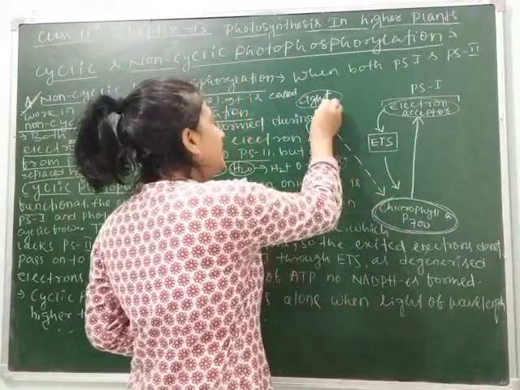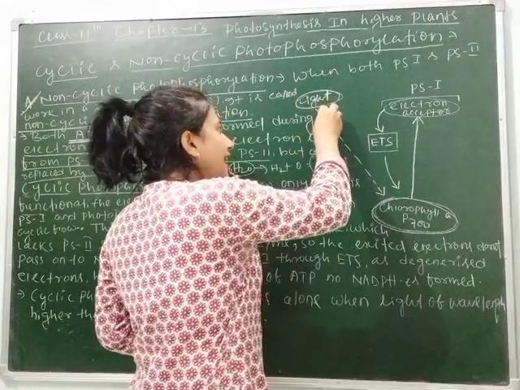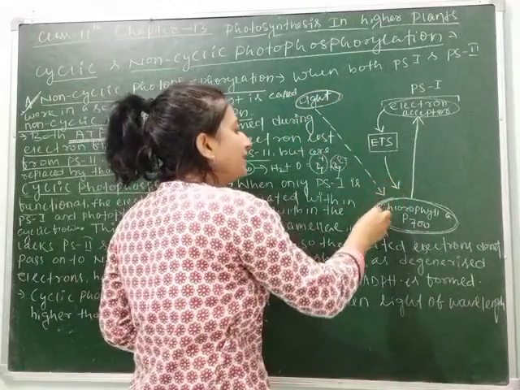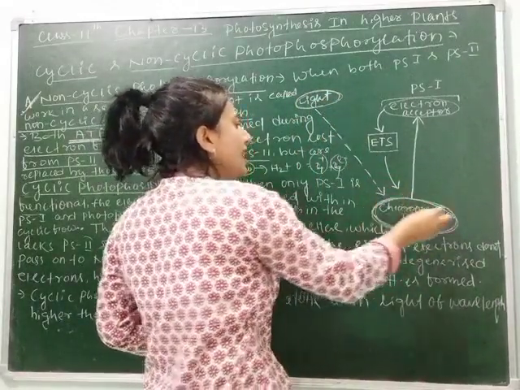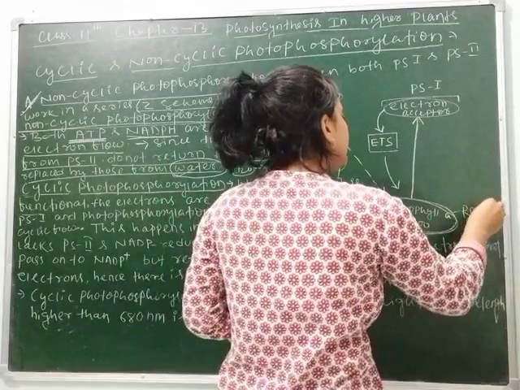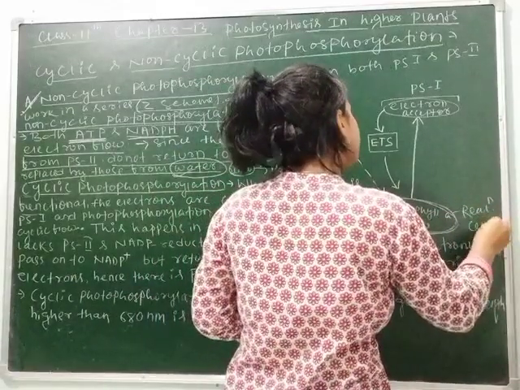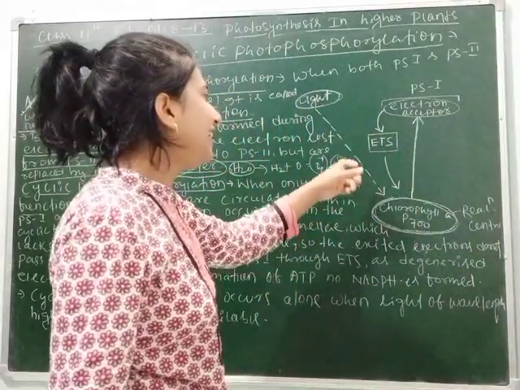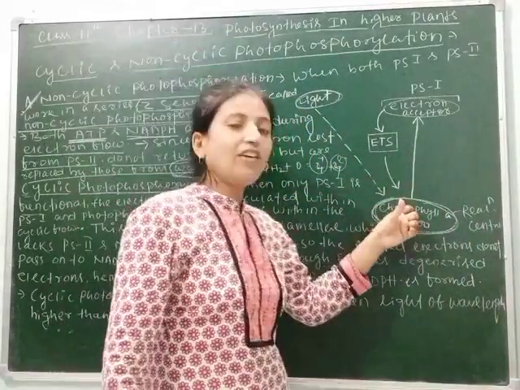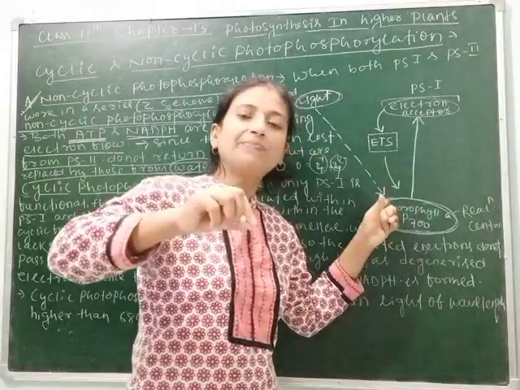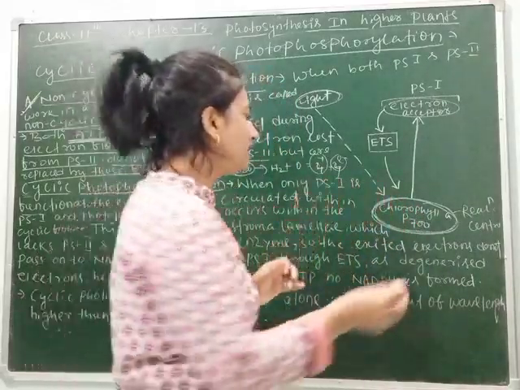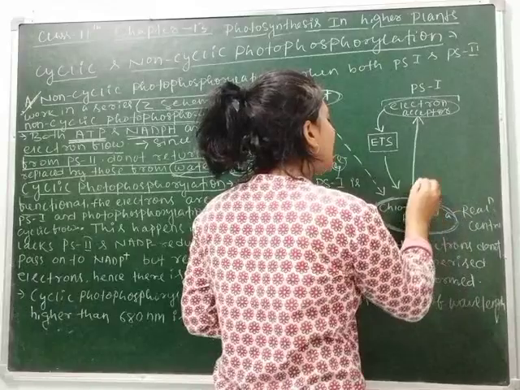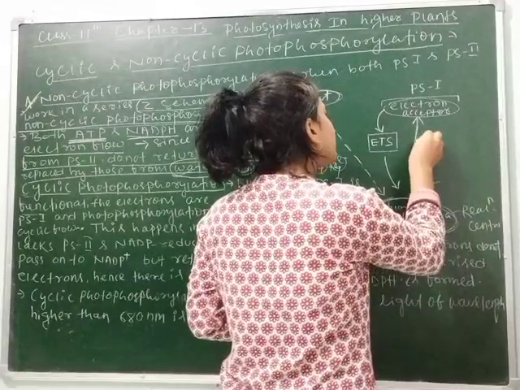So what happened? Here is light. Light is trapped by the reaction center where chlorophyll a is present. After the light gets trapped, breakdown of water occurs, and during its breakdown, electrons are released. The released electrons go in an upward direction.